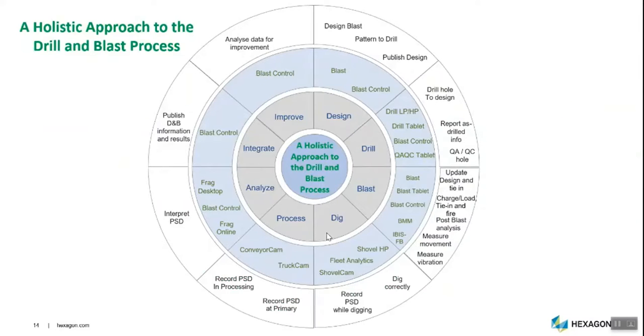So I'm coming back to a holistic approach to the drill and blast process. On the outer ring, it defines what the characteristics of the personnel are, like what the personnel need to do. The blue ring here is the technology that Hexagon has, and these are the trade names within Hexagon. And the inner gray ring is the workflow. So we're going through the design, the drill, the blast, the dig, the process, analyze, integrate, and improve. This is the idea behind Hexagon's holistic approach to drill and blast.